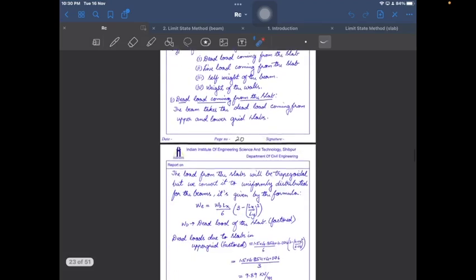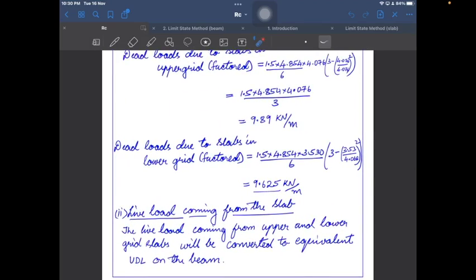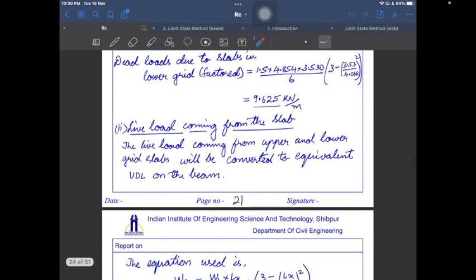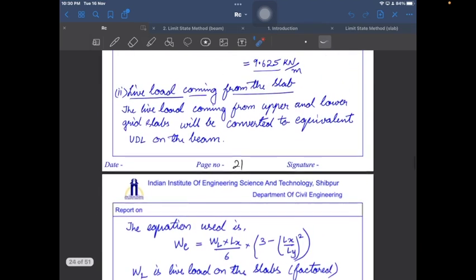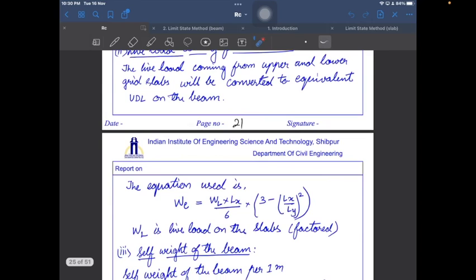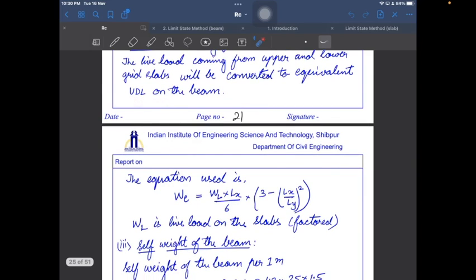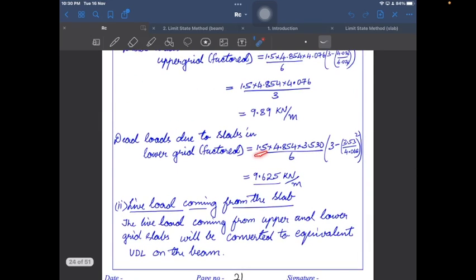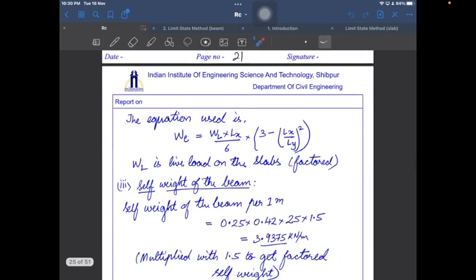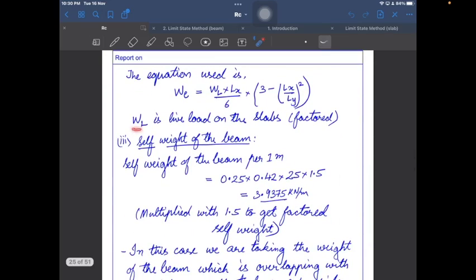So using the formula we have got this, and for the live load coming from the slab, similarly the formula is the same. It will be the same trapezoidal load, and that will be converted to UDL using the same formula. Instead of WD we have here WL, and WL is the live load and it is factored. See, things are factored, we are multiplying with 1.5 here.